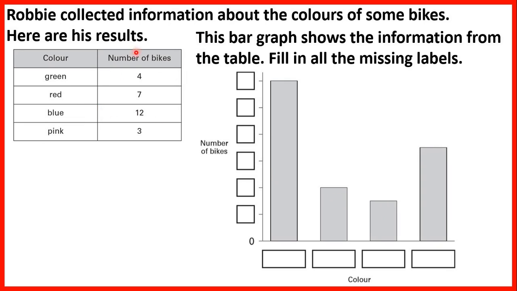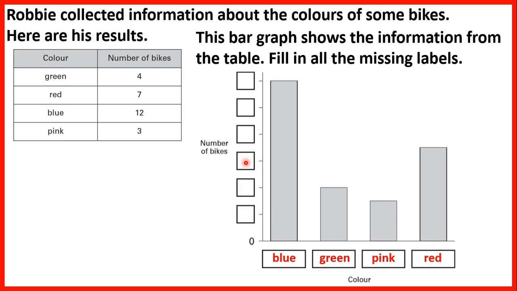So from the table, we can see that the largest number of bikes is 12, and that's the colour blue. So that means the largest bar on our bar graph must represent the colour blue. Then the next largest is 7, and that's red bikes, so our next largest bar will be for the colour red. Then we have 4 bikes that are green, so that will be this bar here. And then the smallest number of bikes is 3, and that's for the colour pink. So the smallest bar on our bar graph will represent pink bikes.